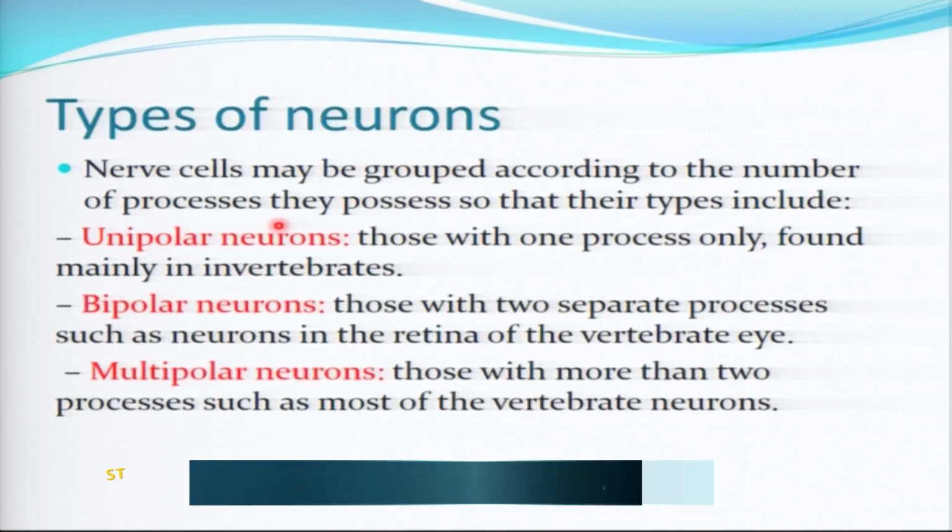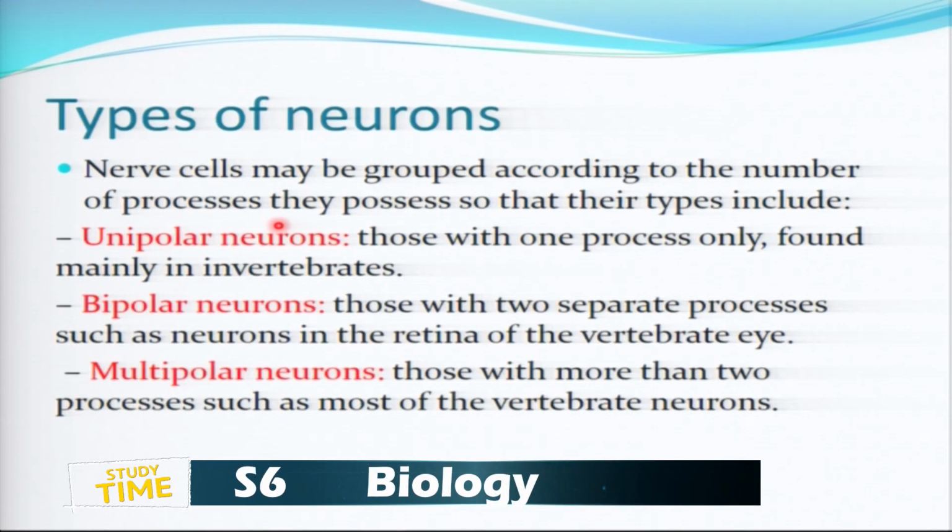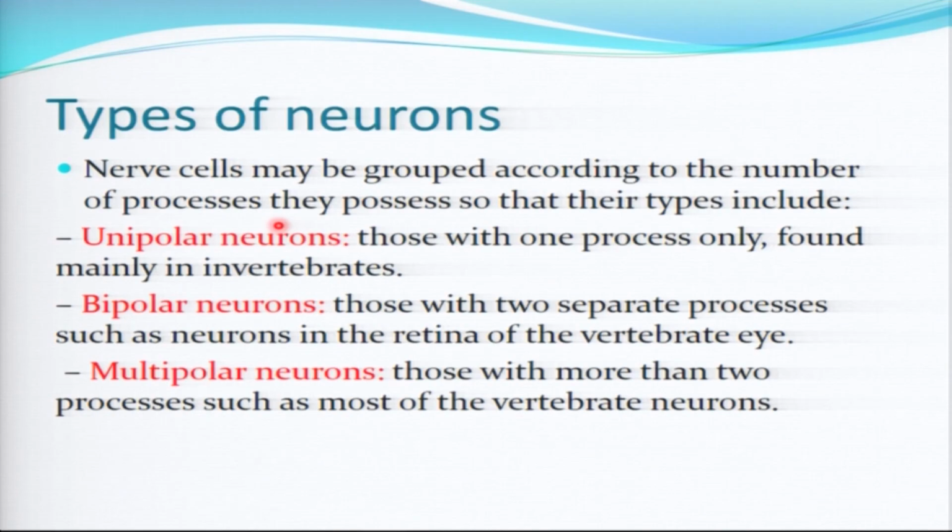So now we have types of neurons. Neurons are grouped according to the number of processes they possess, or to their structure. So according to the structure, we have 3 types of neuron. We have unipolar neurons, bipolar neurons, and multipolar neurons.